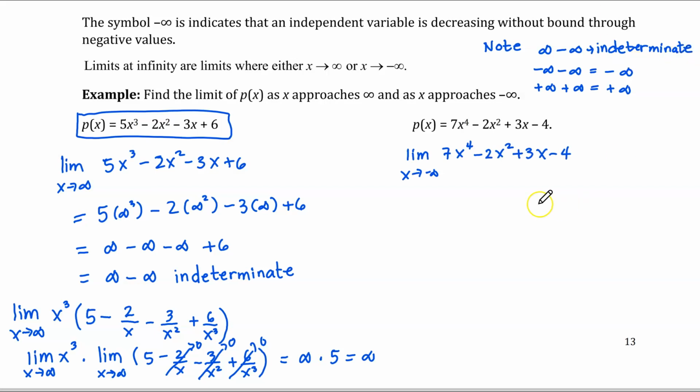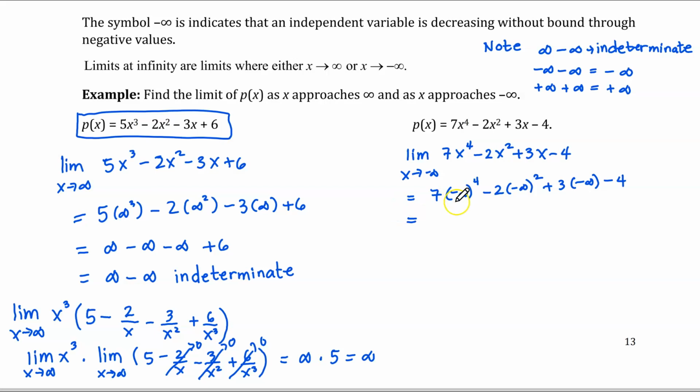For the second function, we will evaluate the limit of the function as x approaches negative infinity. And to do that, we will use the theorem that we have just discussed. We will first plug in negative infinity to each of the variables here. So we have 7 times negative infinity to the 4th minus 2 times negative infinity squared plus 3 times negative infinity minus 4. Bear in mind that this follows the rule of signs.